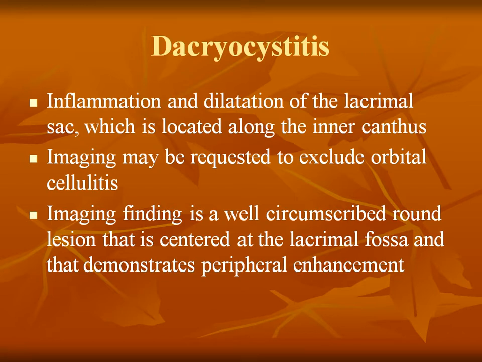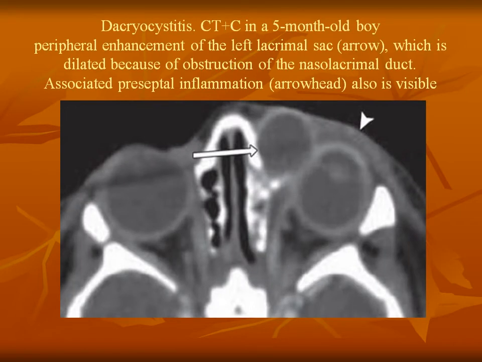There is something called dacryocystitis, which is inflammation and dilatation of the lacrimal sac, which is located along the inner canthus. Imaging may be requested to exclude orbital cellulitis. Imaging findings is a well circumscribed round lesion that is centered at the lacrimal fossa, demonstrates peripheral enhancement. Any abscess formation. You see in the medial or inner canthus there is a cystic lesion, okay.